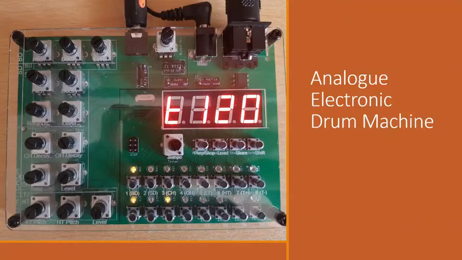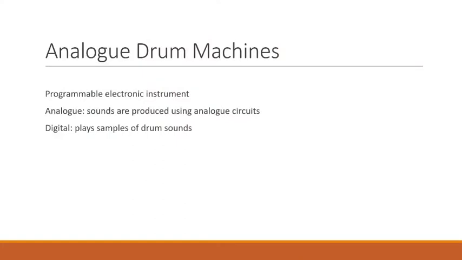In this video I'll give a short introduction to the project and then demonstrate the features of the device. First of all, I should explain what a drum machine is. It's an electronic instrument that allows you to program in a drum beat and then play it back by triggering drum sounds in a rhythmic pattern.